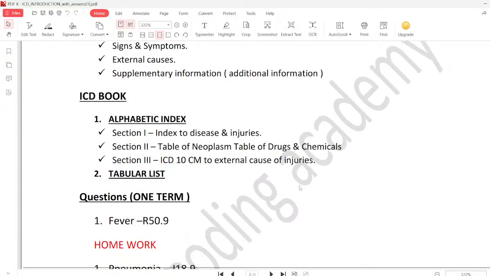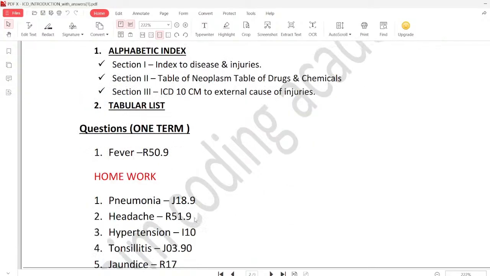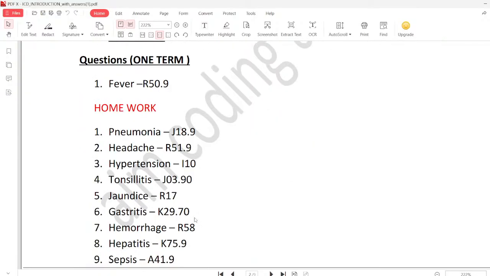First of all, fever. What is the code of fever? R50.9 is the code of fever. Also, some more homeworks: pneumonia. Pneumonia's code is J18.9. Okay, headache, code R51.9.